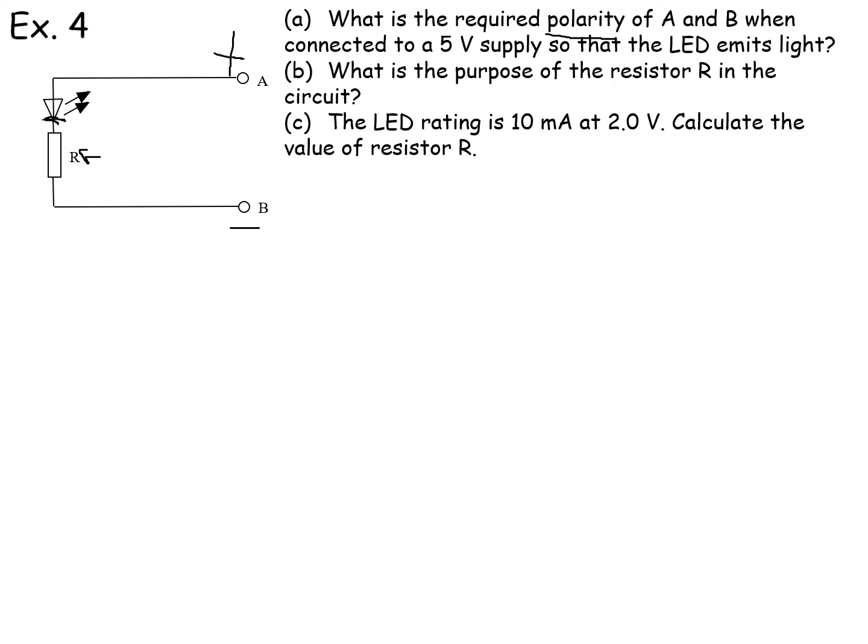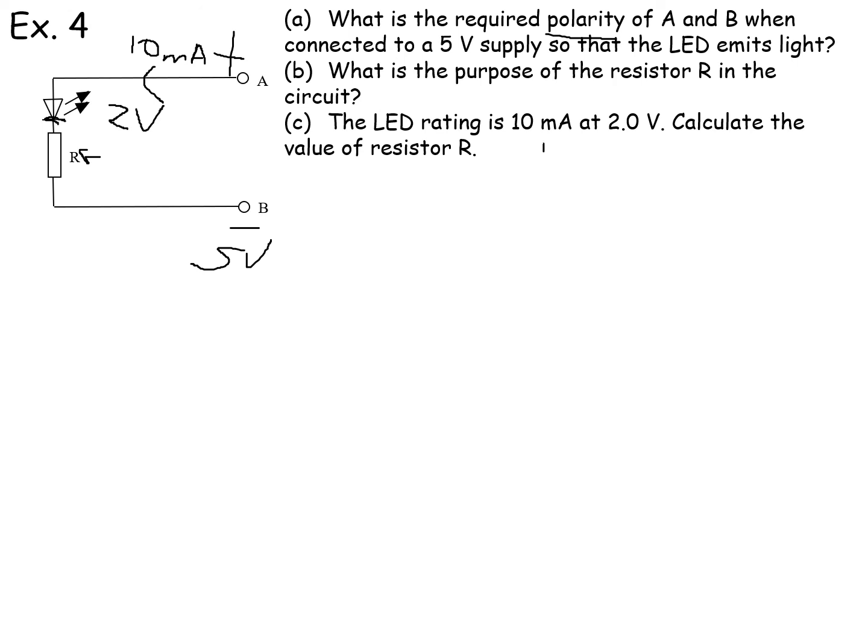Final bit, the LED rating is 10 milliamps at 2 volts. Calculate the value of the resistor. So there's a wee bit of thinking involved here. First of all, we "know it": there are 2 volts across the LED, and the supply voltage is 5 volts. We know there are 10 milliamps going through the circuit, sorry, not 10 amps. Notice how I am filling in the information onto my circuit.